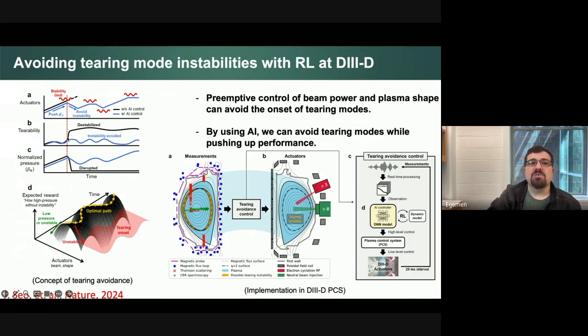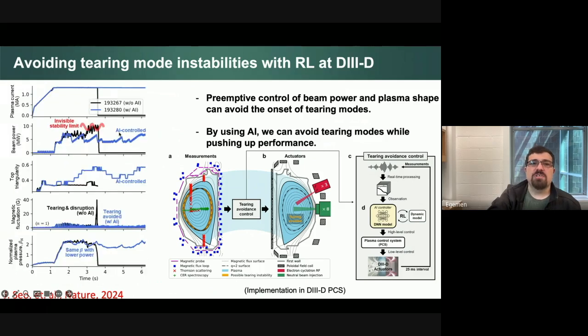And in an uncontrolled shot, you get this tearing mode, it destabilizes, and then you die. The plasma just dies, disrupted. But in the control shot, it says, oh, there's a stability limit, so I should go down. Oh, there's a stability limit there, I should go up. So it kind of adjusts this and then avoids disruption and goes to high confinement. So this is the result of that.